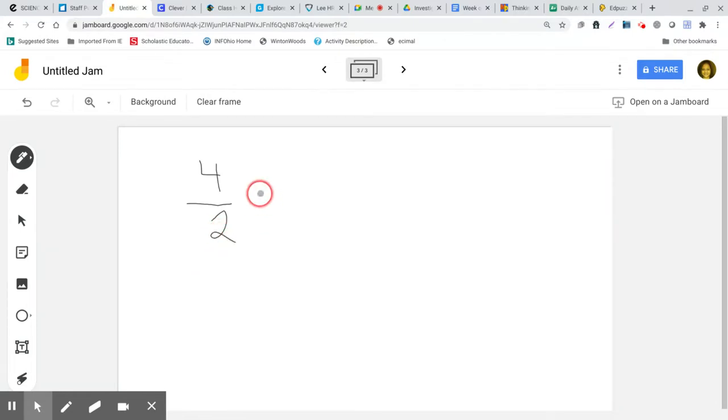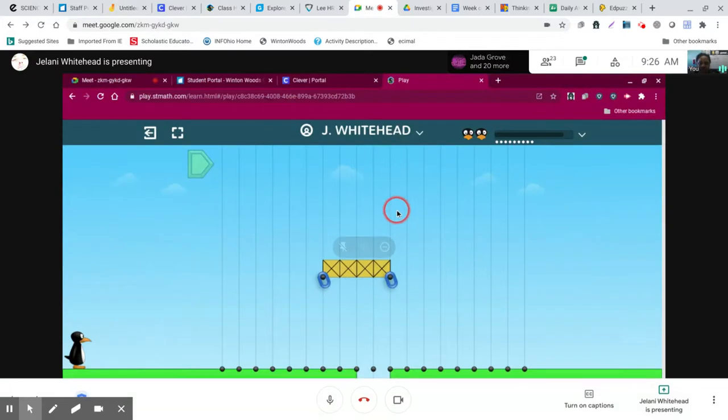All right, I'm going to simplify this by a common factor. The greatest common factor between 4 and 2 is 2. So 2 goes, there's only 2 factors of 2 because 2 is a prime number, 1 and 2. So 2 also goes into 4 evenly. So I'm going to divide by 2, and this simplifies into 2 over 1. So this is a 2 to 1 ratio.